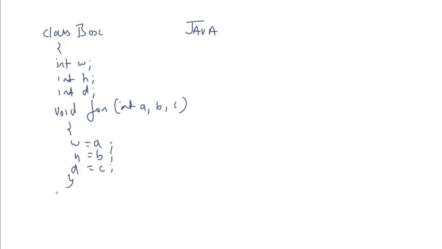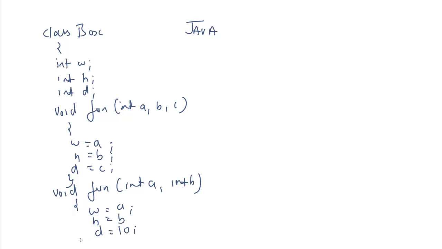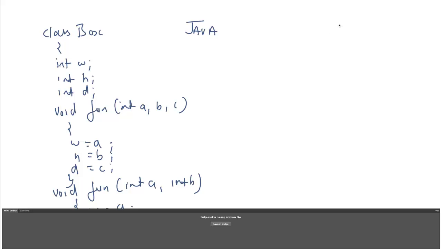Now there is one more method. Let me bring the method here. There's a little bit of space here, so let's finish it off here. It's a void fun of int a comma int b. If you see here, I'll be assigning the value of a to w, b, and to d I'll be assigning the value 10. There are 2 methods if you observe here.